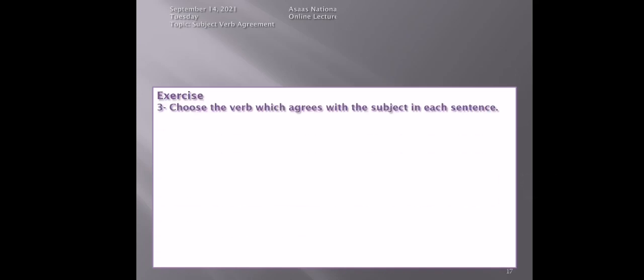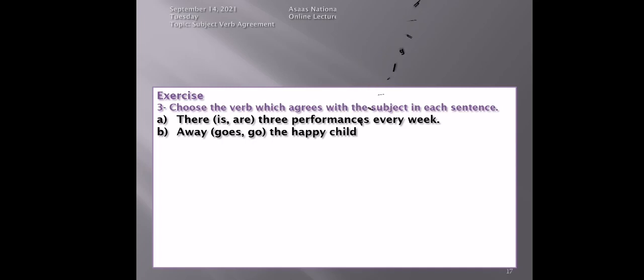Now let's see exercise 3 and solve some parts from exercise 3. Choose the verb which agrees with the subject in each sentence. There are 3 performances every week. So what do you think we are talking about? We are talking about performances, and there are 3 performances. Therefore, "are" will be used. We are talking about 3 performances.